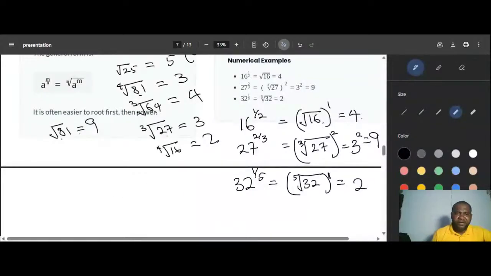So somebody find the cube root of 216. Can somebody tell me the cube root of 216?